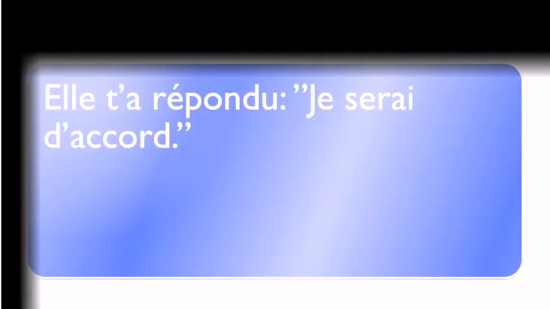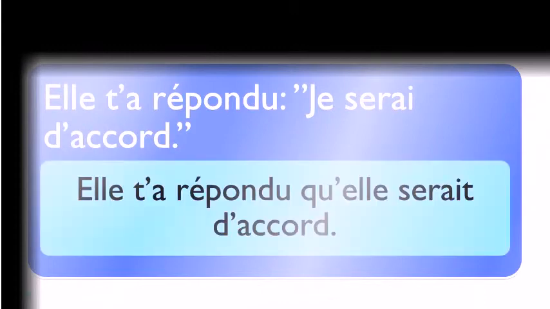So let's have a look now. Elle t'a répondu, je serai d'accord, okay? So we do agree that it's still the same here, passé composé, and in the second part, je serai, so it's still the verb to be, but remember, it's the futur simple form. Je serai d'accord. And so it will become, elle t'a répondu qu'elle serait d'accord, okay? They look quite similar, but keep in mind that this form here is the conditionnel présent. Elle t'a répondu qu'elle serait d'accord.